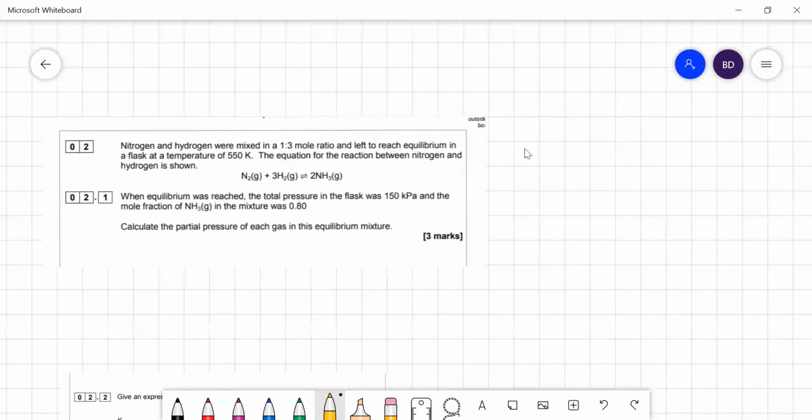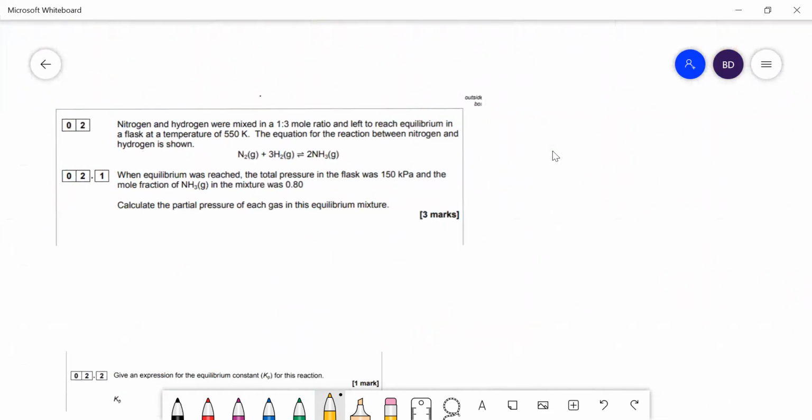Okay, question 2. This is about equilibrium, Kp. We've got our nitrogen and hydrogen forming ammonia. Now this is really important for this question. It tells us that the nitrogen and the hydrogen are added in a 1:3 mole ratio. That's the right ratio that they're going to react in. Because they react in that ratio, they're in a 1:3 mole ratio before, because that's what it says to start off with, but also after they've reacted, they're still going to be in that ratio, because every time 1 mole of nitrogen reacts, 3 moles of hydrogen react.